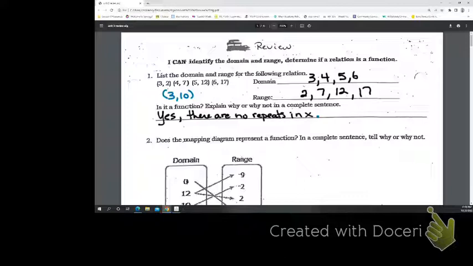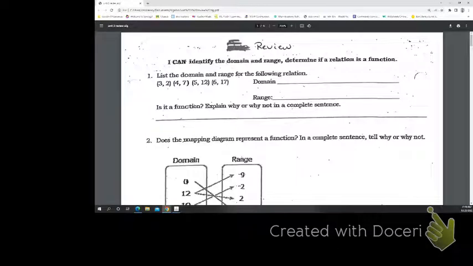Because 3 repeats in the domain, or because 3, there's 2, right? And it's paired with a different thing. So when we say that it doesn't repeat, remember that has to do with the x's. So no repeats in the x, or all of the x's are different. Every member of the domain has only one pair in the range. Many ways we could say that.